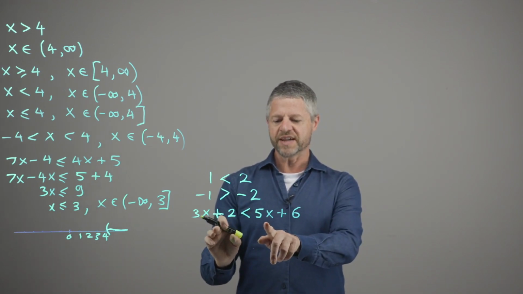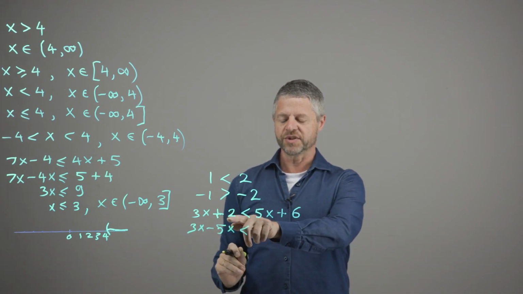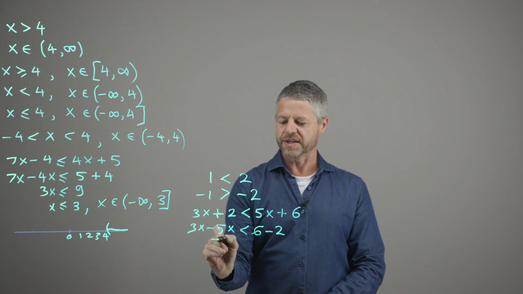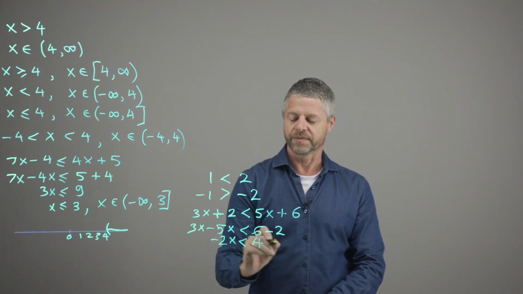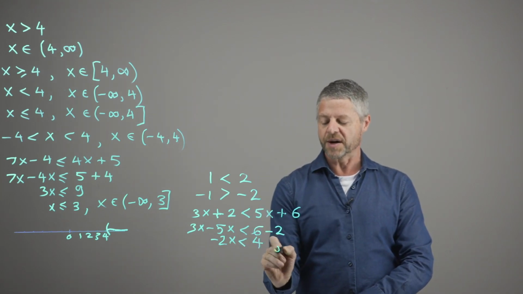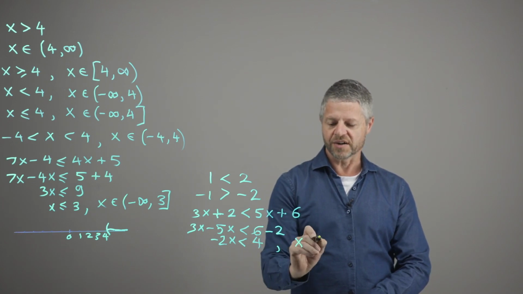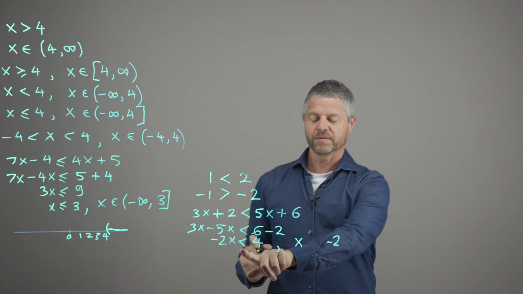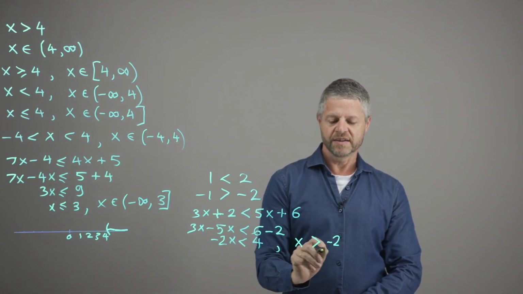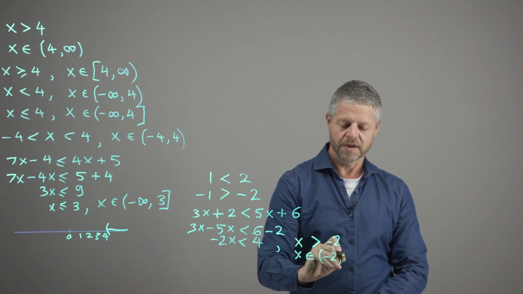So let's move the 5x over onto the left-hand side by subtracting 5x. And then let's move the 2 on the left-hand side to the right-hand side by subtracting 2. So now we've got minus 2x less than 4. And so now to isolate the x on this side, we're going to multiply by minus a half. And so if we multiply by minus a half, we're going to have x on the left-hand side, and 4 times minus a half would be minus 2. But because we're multiplying both sides by a negative number, we have to remember to change the direction of this inequality. So now that becomes greater than. So the solution set in this case is x in the interval from minus 2 up to infinity.